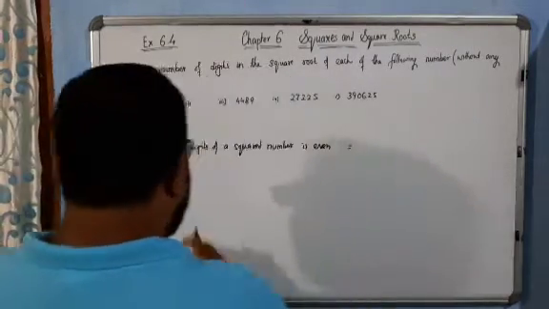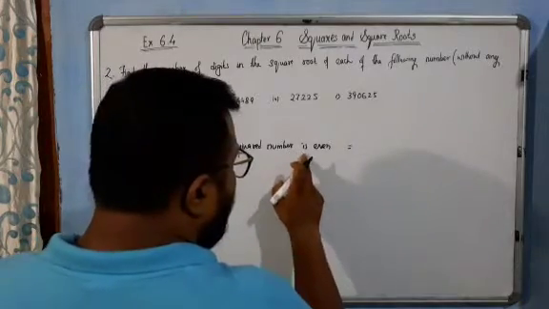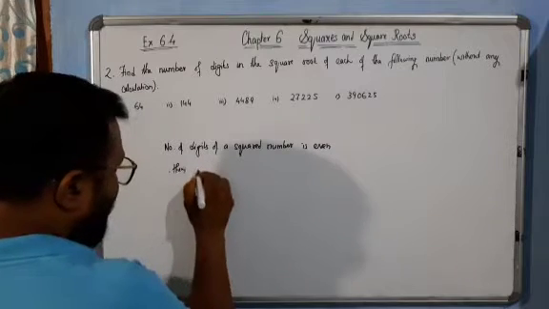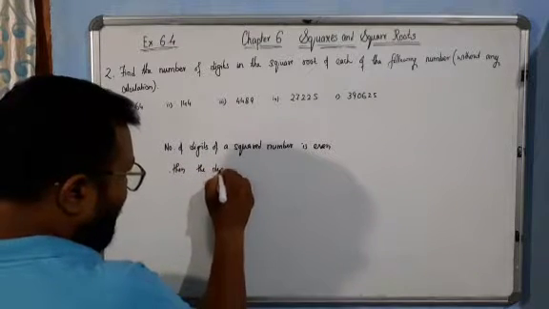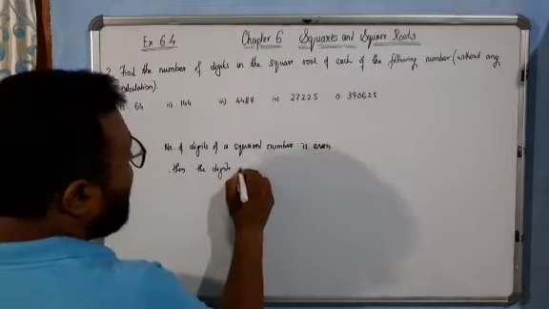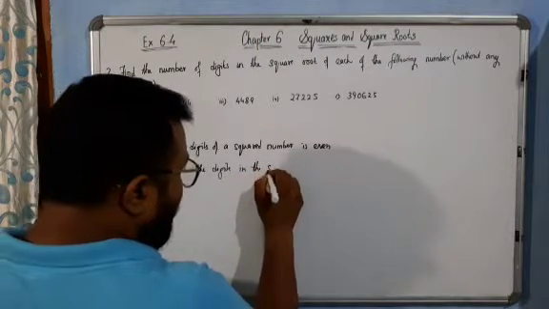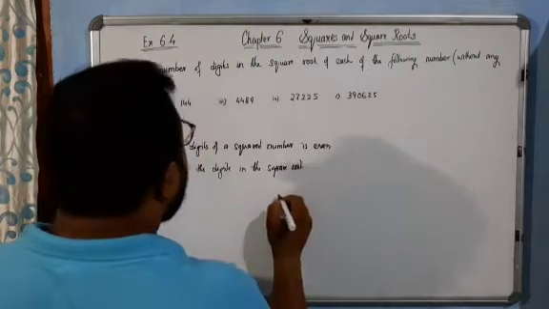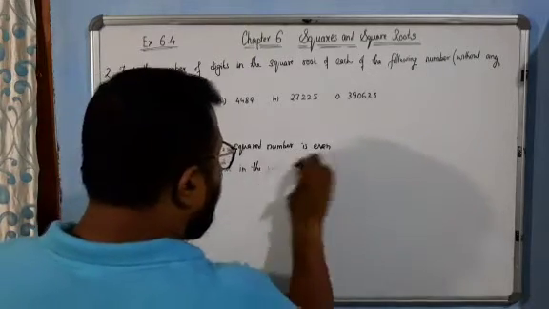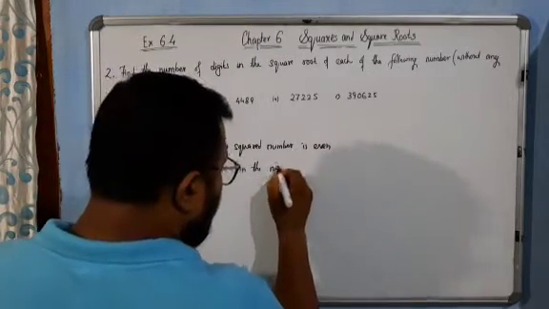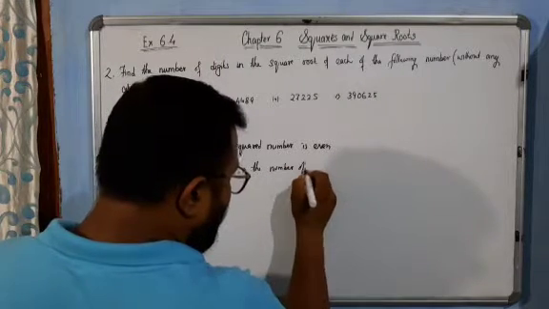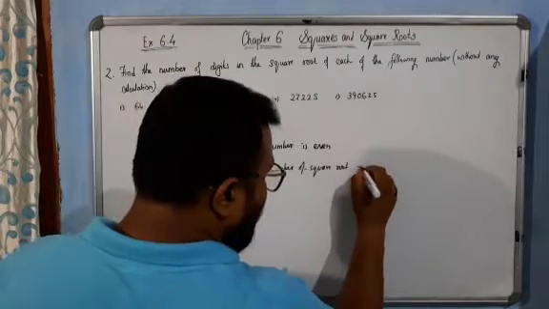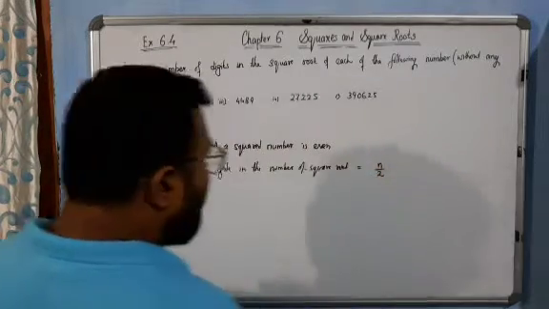Let me write. If the number of digits of a squared number is even, then the number of digits in the square root is equal to n by 2.